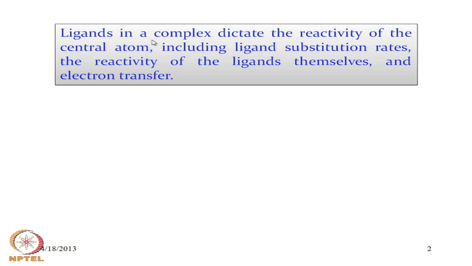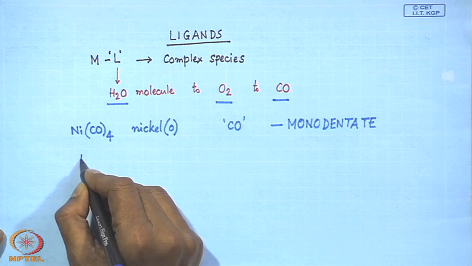So, one particular ligand can control the reactivity of one metal center. If it is iron, it can control the iron center in some form. If it is nickel, it will control the corresponding reactivity pattern of the nickel center in a different way. Also, it can control the corresponding ligand substitution rates. So, when we consider that one ligand is present with the metal center, it can be substituted by the other ligand.